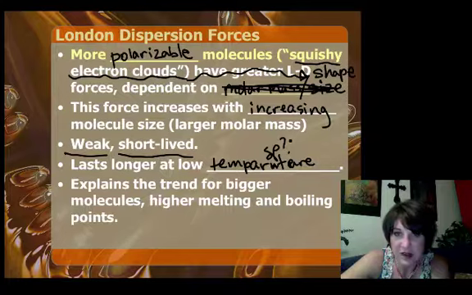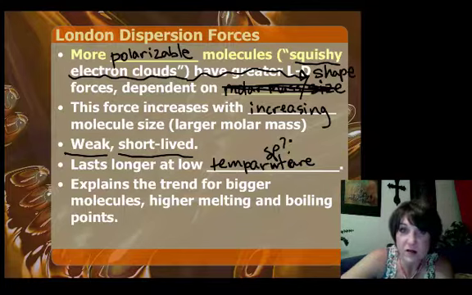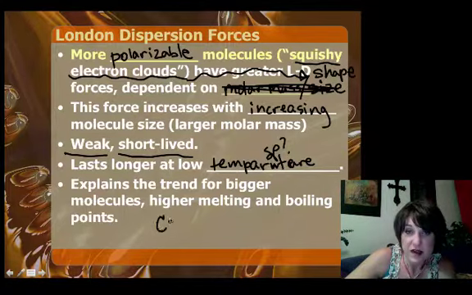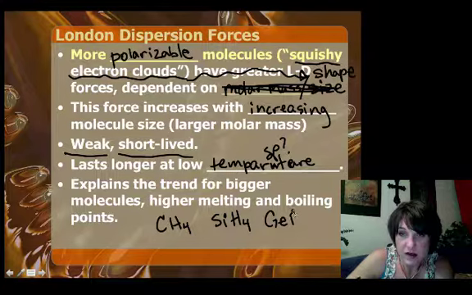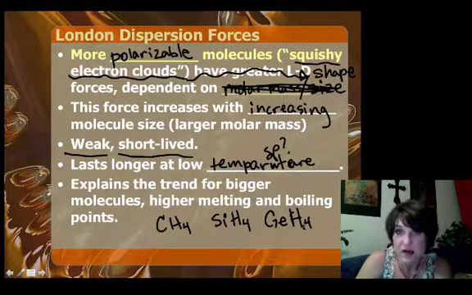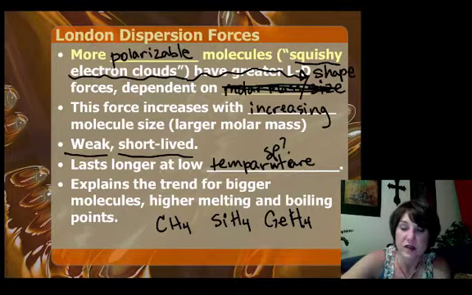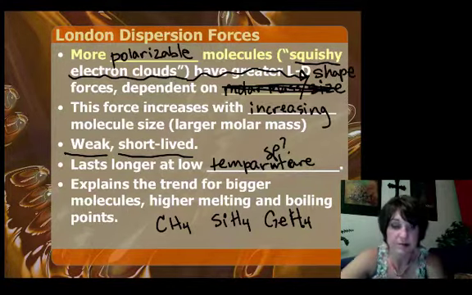This also is going to help us explain the trend for bigger molecules to have higher melting points and boiling points. Like what we just saw in the graph, as methane, silane, and germane are compared in their boiling points, the boiling point increased for each of these compounds as we went down that row in the periodic table. So the bigger ones have higher boiling points and higher melting points as well.